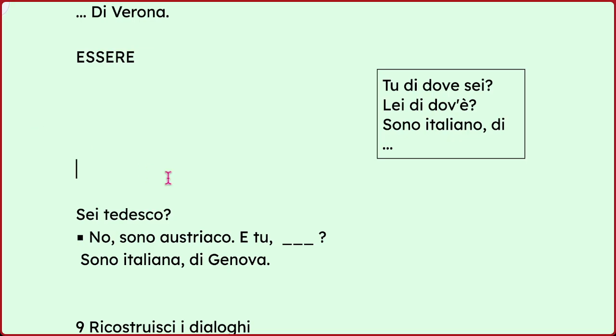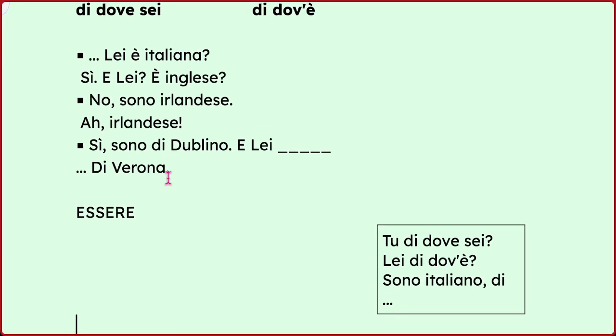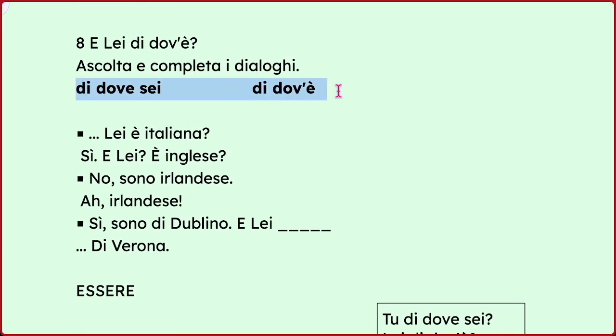Okay. Right, so what have you got to do? Here you have to decide between di dove sei and di dov'è. Now here we've got lei, which is, as I said, formal. So here we'd use lei, di dov'è.